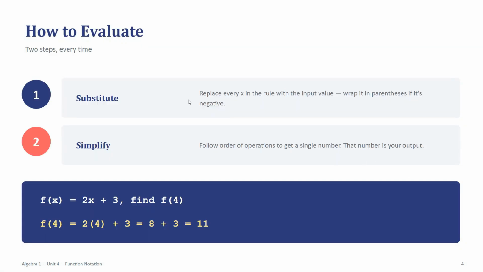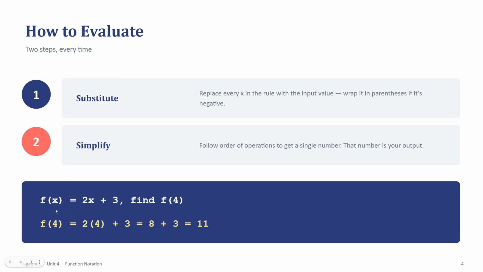How to evaluate: two steps every time. The first step is to substitute. Replace every x in the rule with the input value. Wrap it in parentheses if it is negative. And then the second step is to simplify. Follow order of operations to get a single number. That number is your output.